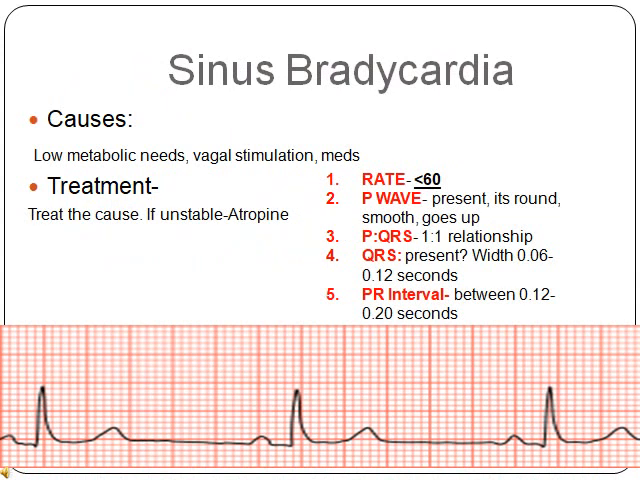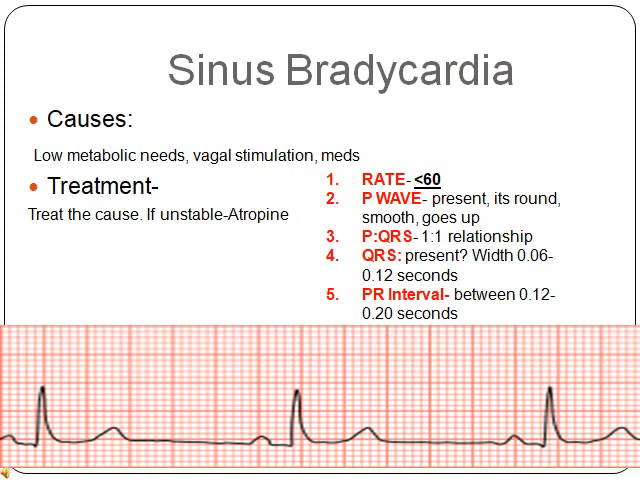Sinus bradycardia. This is when you have a normal EKG. The only thing that's different is the rate. The rate is going to be bradycardia, very slow. A normal rate is between 60 and 100, and in sinus bradycardia, it's less than 60. Everything else, the 2, 3, 4, 5, are all normal except for 1, the rate.